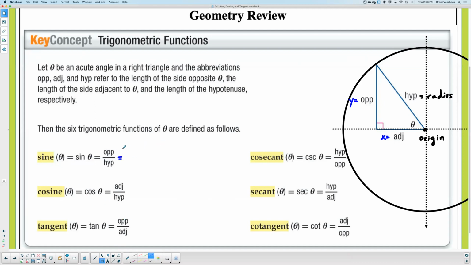Well, now check this out. What is opposite? Opposite is y. Hypotenuse is r. Radius. Adjacent is x. Hypotenuse again is r. Opposite is y. Adjacent is x. Guess what we stumbled onto one more time? What is sine? Y. What is cosine?